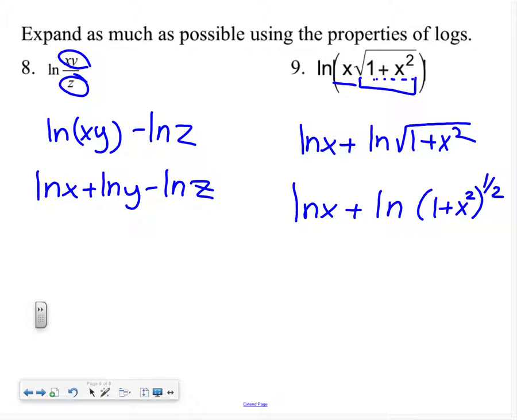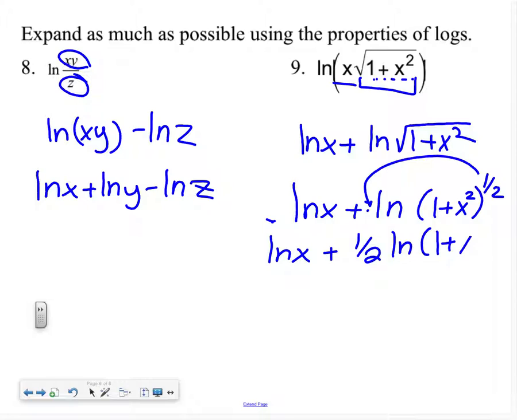And what can I do with the 1/2? Is there something I can do with it? It comes out front of its ln, not out of the whole thing, but in front of its log. Okay? So it'd be the ln of x plus 1/2, the ln of 1 plus x squared. And that would be expanded. There's no rule for the log of a sum, right? We have a log of a product or the log of a quotient, but no rule for the log of a sum, so don't mess with this.